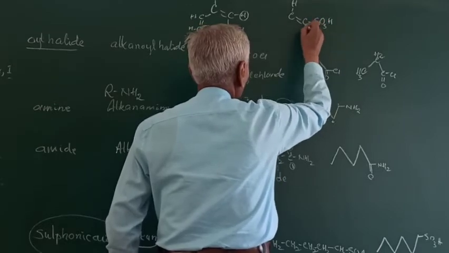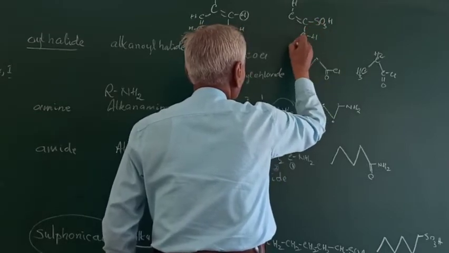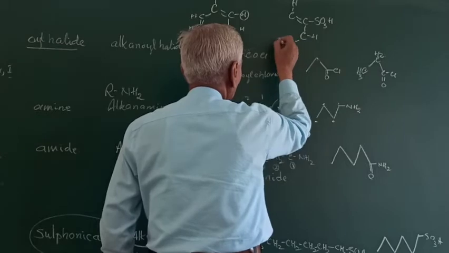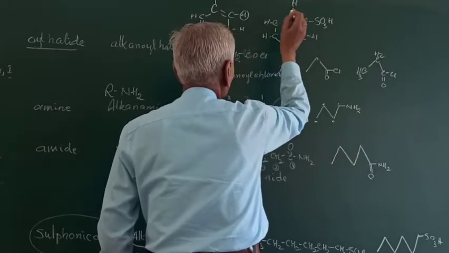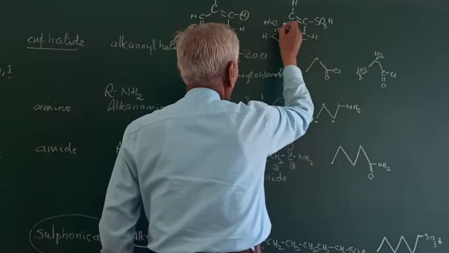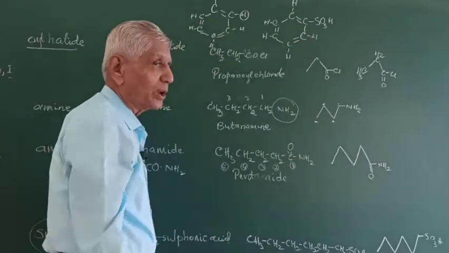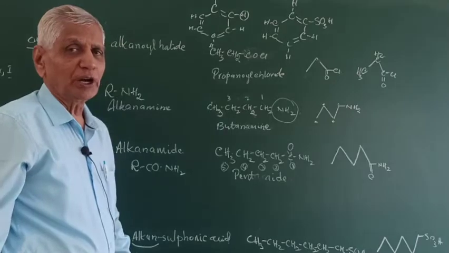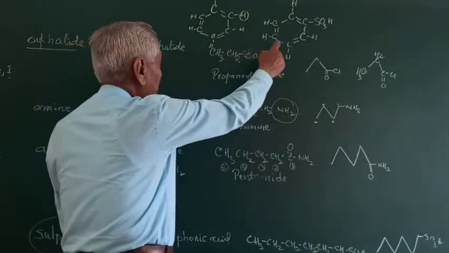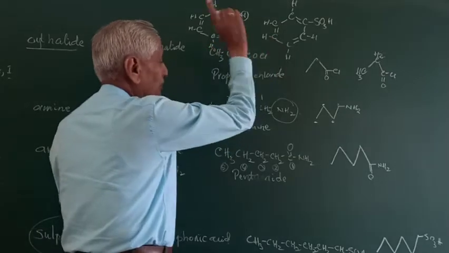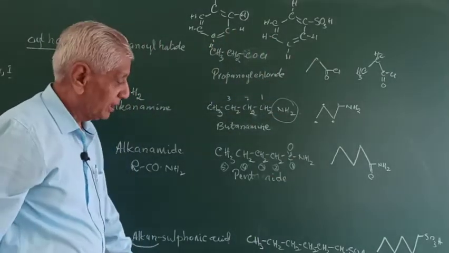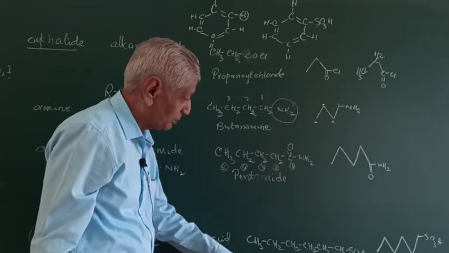SO3H, CH, CH, CH, CH. So one hydrogen atom is replaced by the SO3H group. Therefore, this compound is named after benzene. This is benzene. This is benzene sulfonic acid. Is that clear? That is why I have named it benzene sulfonic acid.